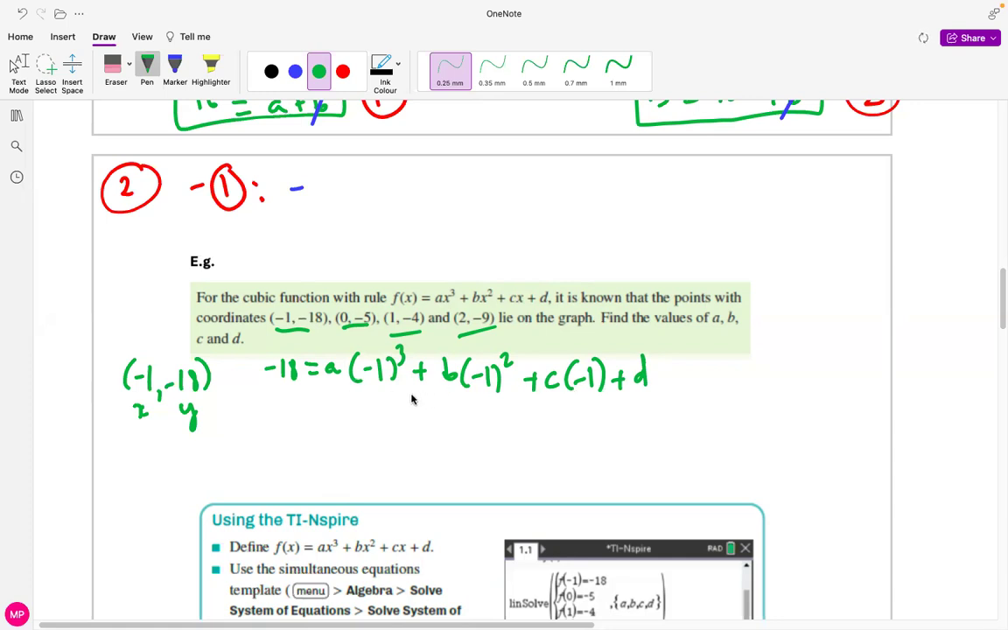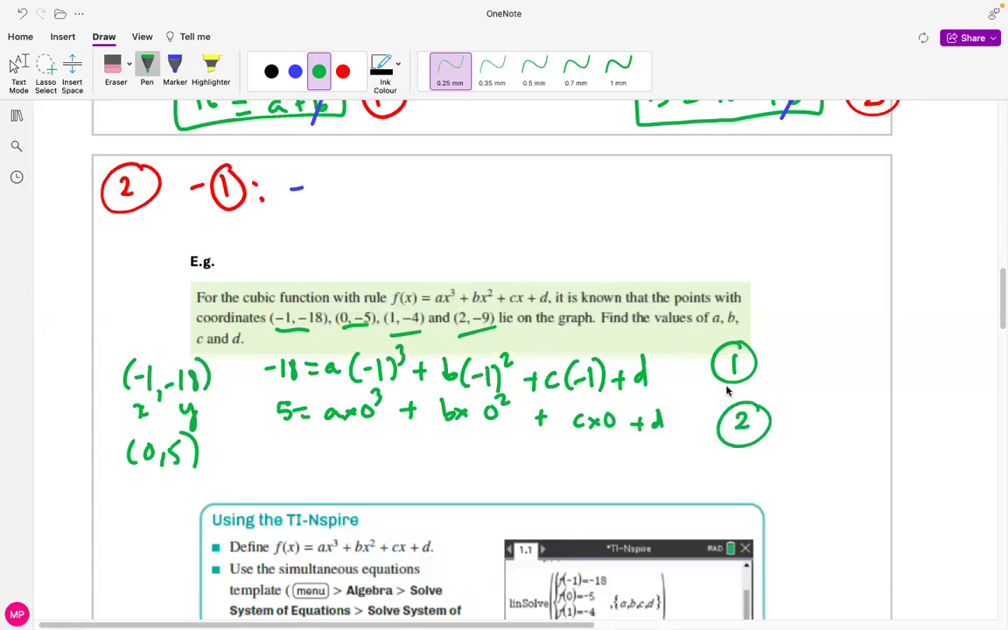Then this is equation 1. Then I do the same thing for (0, 5). So I have 5 equals a times 0 cubed plus b times 0 squared plus c times 0 plus d. That's equation 2. Then I do the same for the next points, which are (1, -4) and (2, -9). So eventually you would have 4 equations.